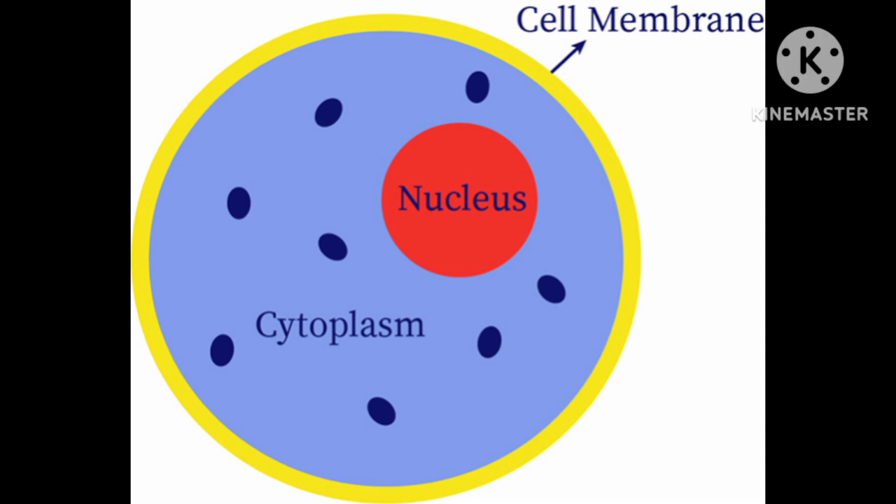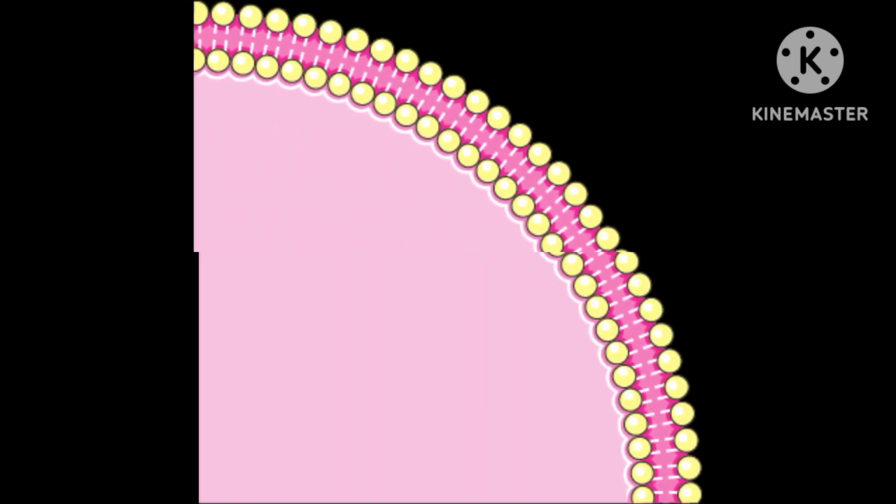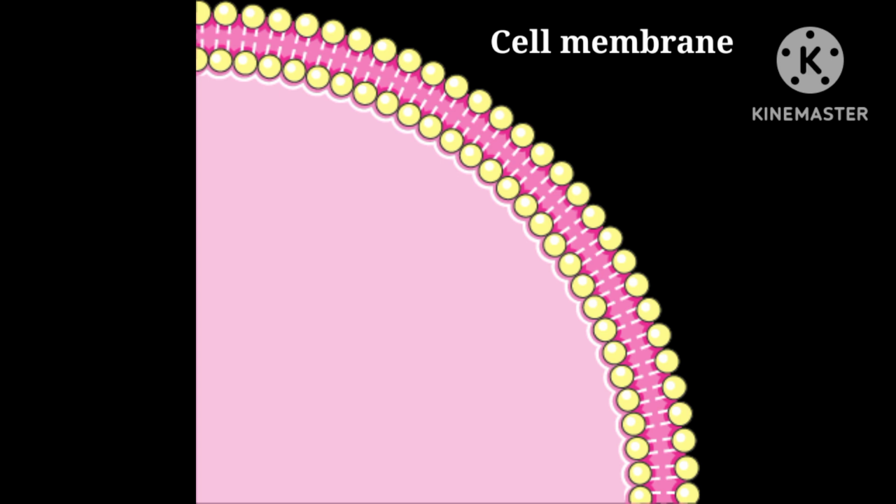Now let us talk about different parts of the cell. There are three parts of the cell. First one is cell membrane, second one is cytoplasm, and third one is nucleus. So we'll discuss one by one. First of all we'll discuss cell membrane. So this is the picture of cell membrane.